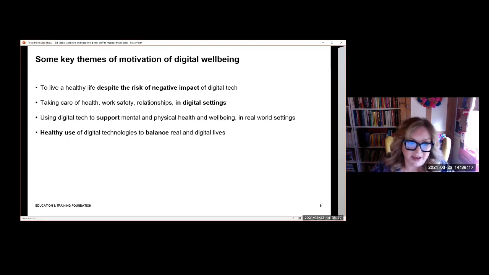So after reading through, as I say, many definitions, the idea of digital wellbeing seems to fall into one or more of these categories. To live a healthy life despite the risk of negative impact of digital tech, taking care of health, work safety and relationships in digital settings, using tech to support mental, physical health and wellbeing in the real world, or healthy use of digital technologies to balance real and digital lives. So a lot of the words you were using and the words that I was using when I was trying to get an overview of what it means are really similar.